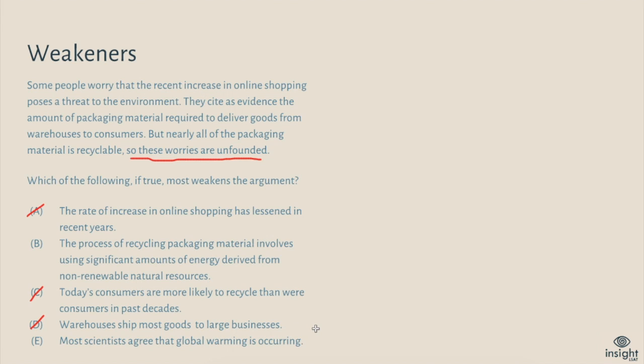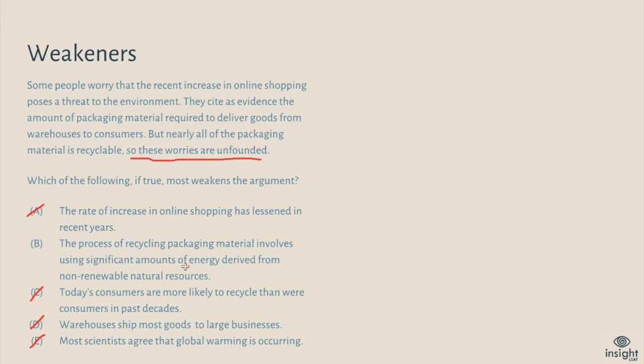And E. Most scientists agree that global warming is occurring. Okay. No, that is not a weakener when compared to B, because this is a general statement about what's going on. It has nothing to do with recycling necessarily or online shopping. It would require, as with some of these other ones, just too many assumptions, too much work we'd have to do to try to make sense of it.